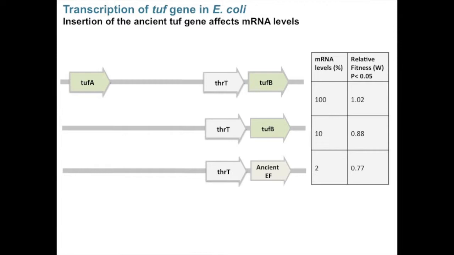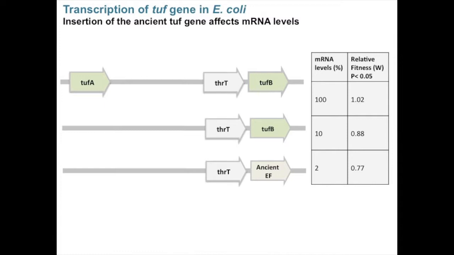Compare this to the genome in which you've knocked out, so this is the RIP genome, we've knocked out TUF A, and in place of TUF B, we have the ancient EFTU. Notice the transcript levels, they're way down, okay? And of course, its fitness is down at 0.77.